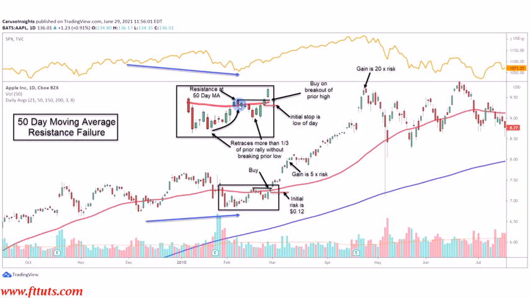So the fact that we hit the 50-day, we retrace at least a third of this up leg off the lows. When we come back up and take out the high of the bar that was resisted at the 50-day, the expectation that the 50 is still resistance is now broken.